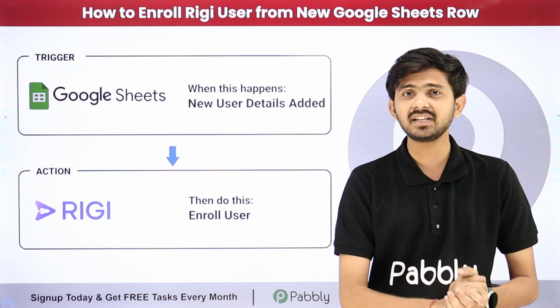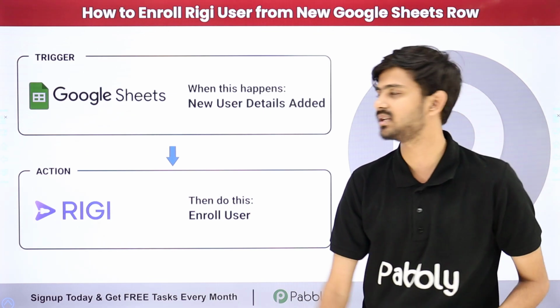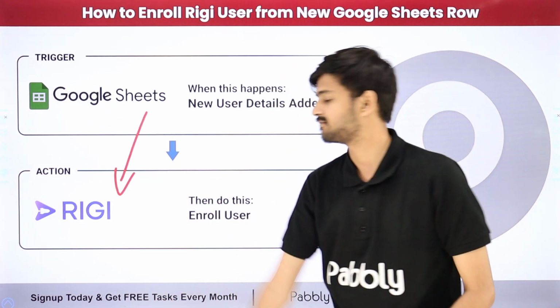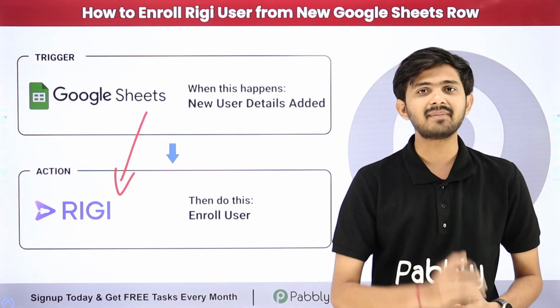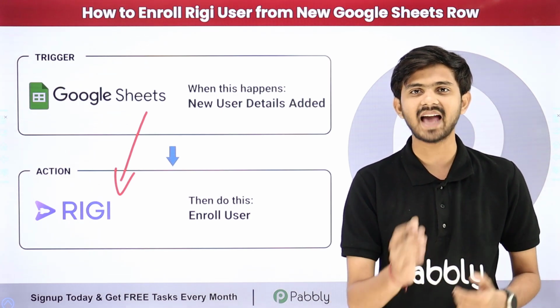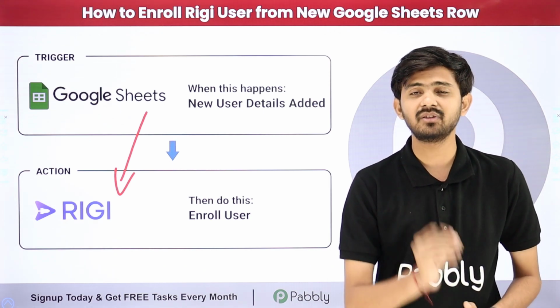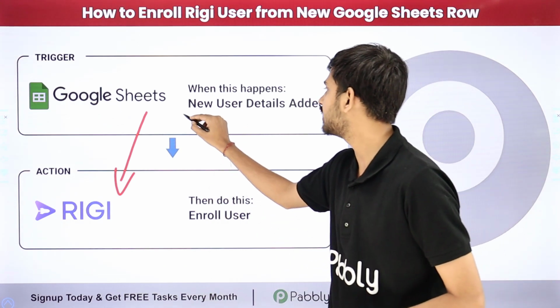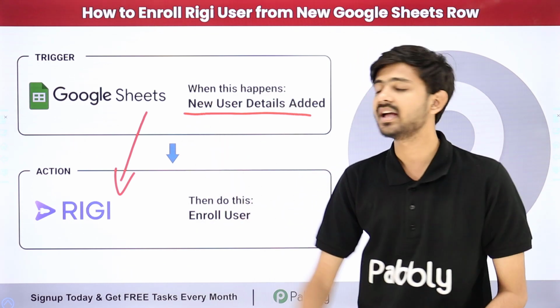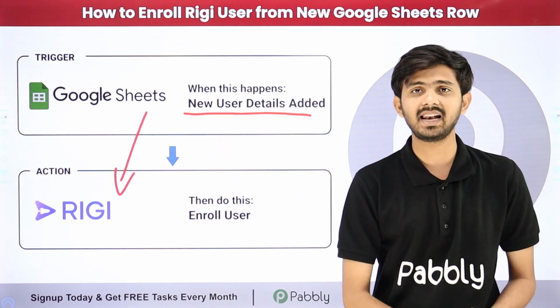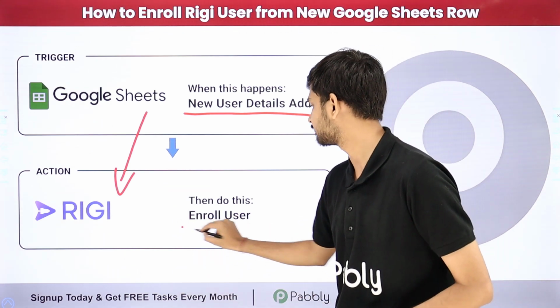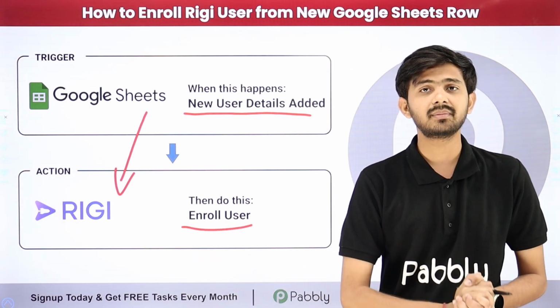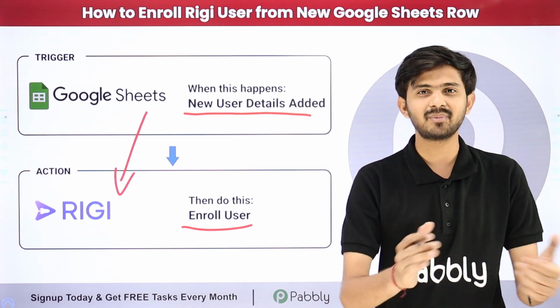For that, I simply need to build a connection between Google Sheets and Rigi, and for building this connection I'm going to use Pabbly Connect. Pabbly Connect is an amazing software for automation and integration. With Pabbly Connect, whenever I add the new user details in a new row in my Google Sheets spreadsheet, I will automatically enroll a new user in my Rigi course. So how am I going to set up this connection? For that, let me take you to my computer screen.